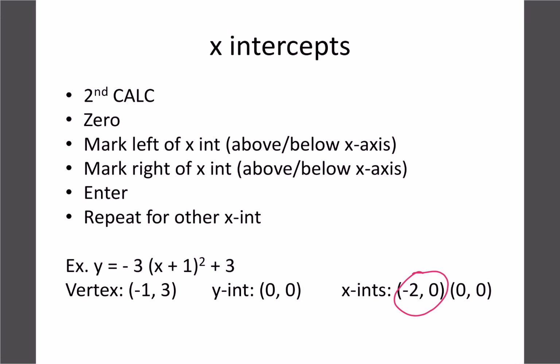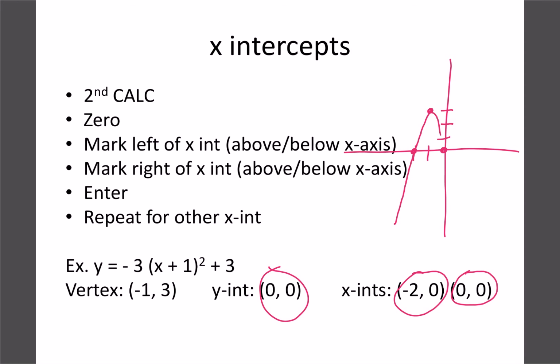That's one of them. We could do the second one the exact same way, so go left and right of the second one, and that gives us 0, 0, which we already had as our y-intercept. So in this case, we would only have to do the one. And that's it. By knowing all of those things, we get a pretty accurate sketch of our graph. We know our x and y-intercepts are at 0, 0. We know our other one's at -2. We know our vertex is at -1, 3.